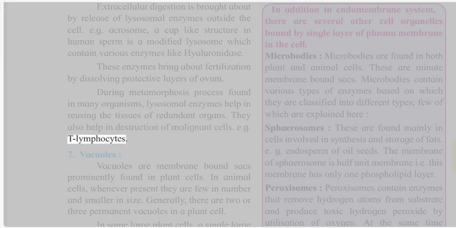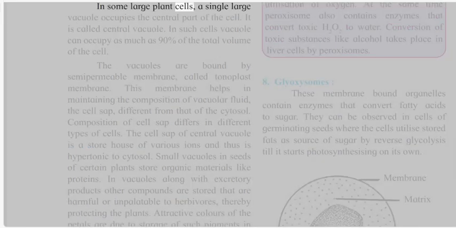T lymphocytes. Vacuoles. Vacuoles are membrane-bound sacs prominently found in plant cells. In animal cells, whenever present, they are few in number and smaller in size. Generally, there are 2 or 3 permanent vacuoles in a plant cell. In some large plant cells, a single large vacuole occupies the central part of the cell. It is called the central vacuole. In such cells, the vacuole can occupy as much as 90% of the total volume of the cell.